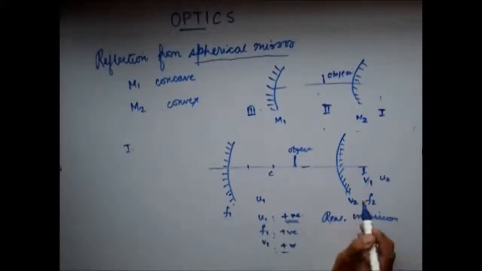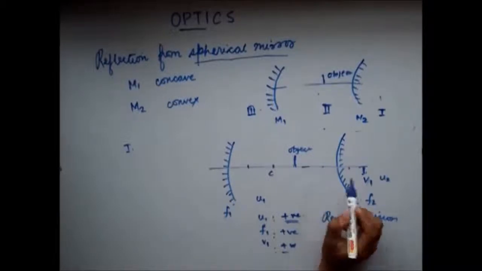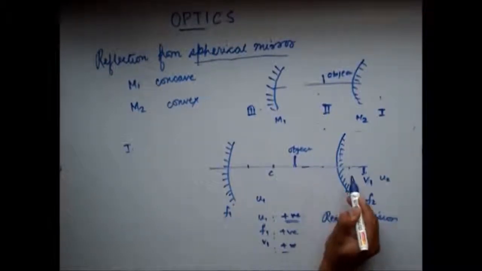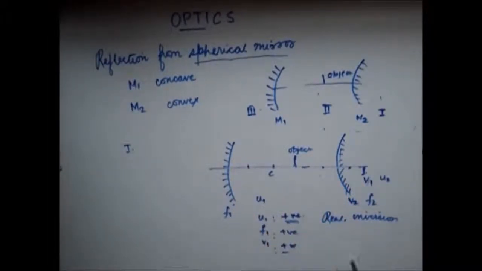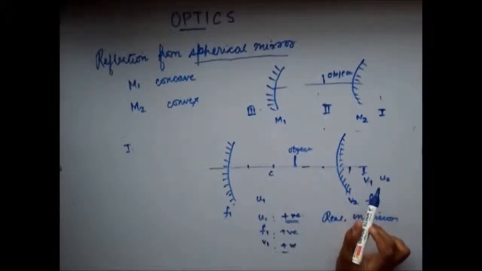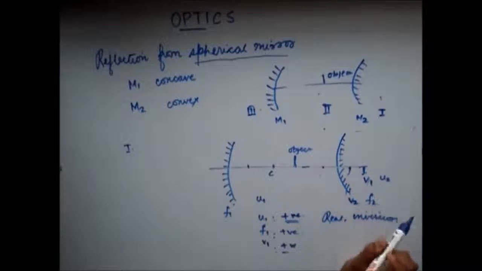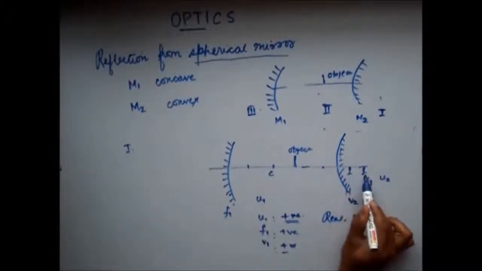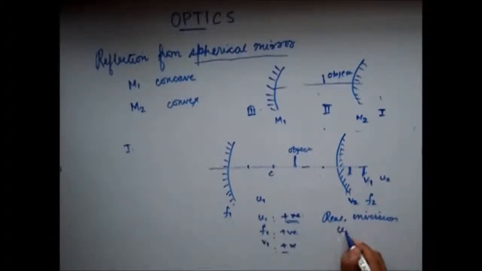And my final image, let's assume it as V2. So my final image can be formed here or here, depending on the distance d. Now if my final image is formed here, so for this mirror, this is my object, this is my image. So U2 is my object.